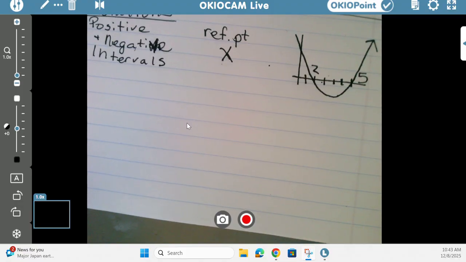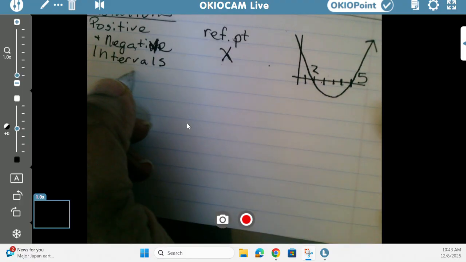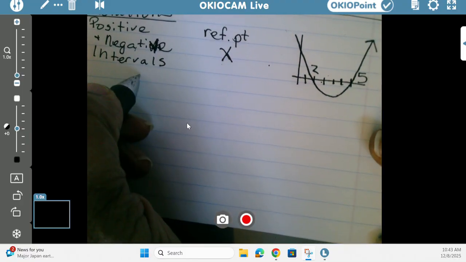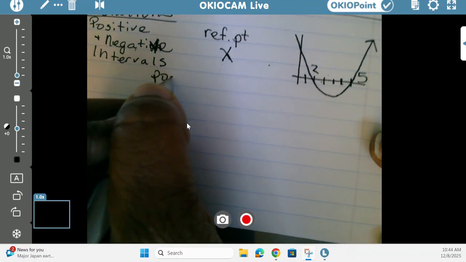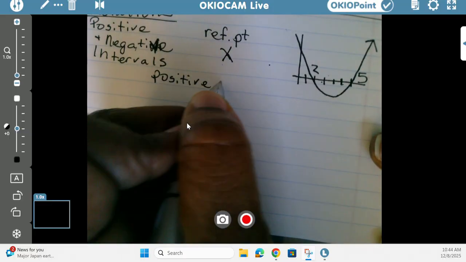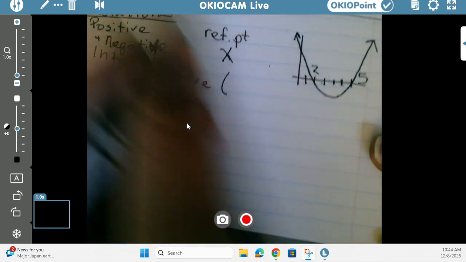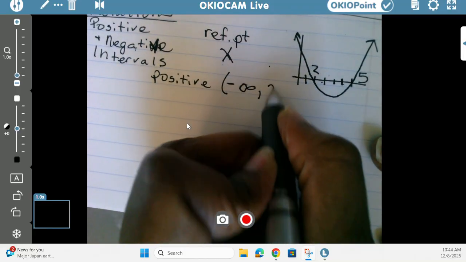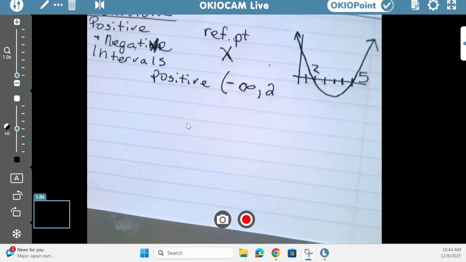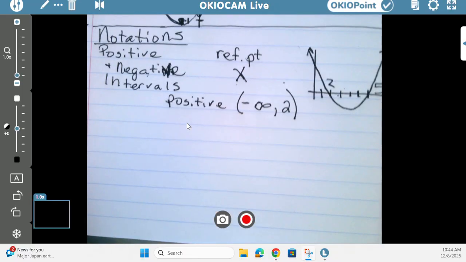When was the bird positive? Well, the bird is going down thinking he can eat a dolphin. To 2, but when did it start? All the way over here. He's coming from negative infinity all the way to 2 seconds. Is that a hard stop or a soft stop on 2? It's a soft stop.